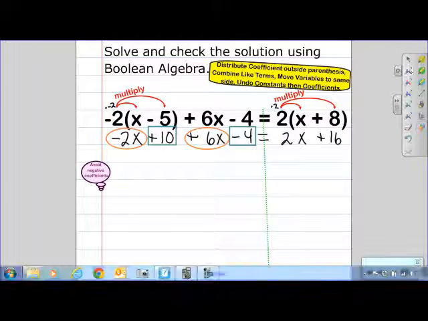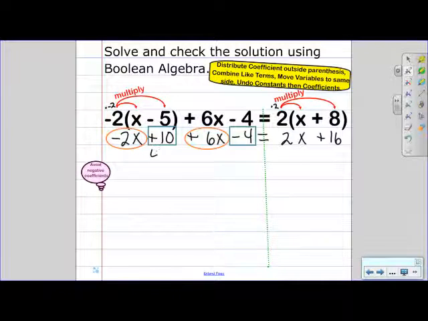Okay, so now that we have done that, now we can combine. So we're going to combine our two variables. -2x and +6x will give me 4x. And then +10 and -4 will give me +6. And then I can write the rest of my equation: equals 2x plus 16. Okay, so now I basically have an equation that just has variables on both sides.